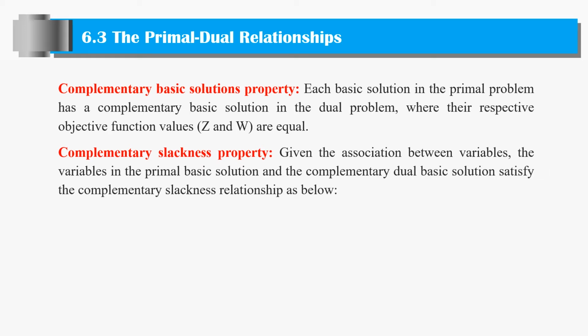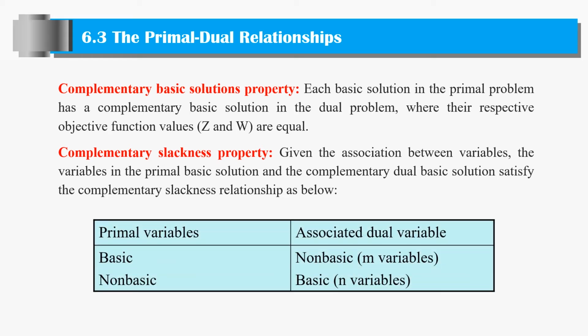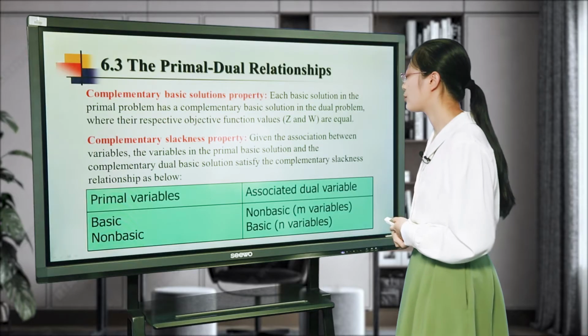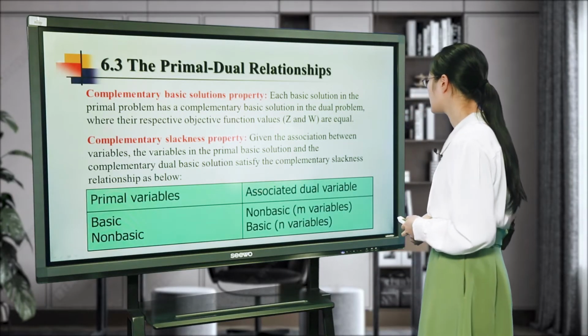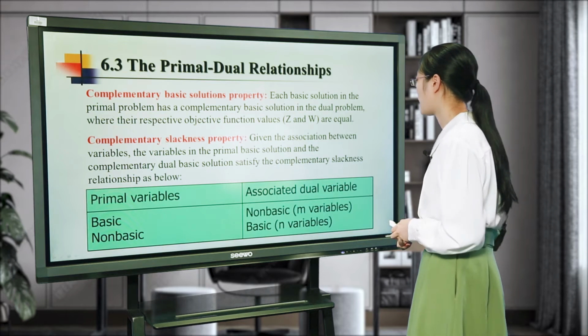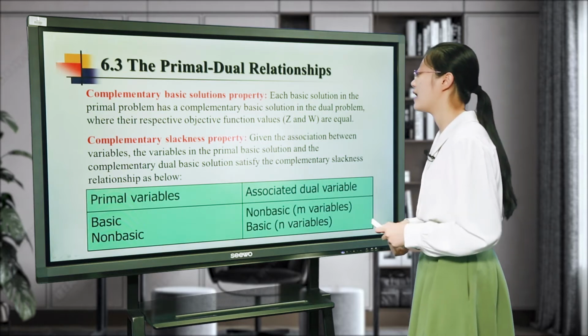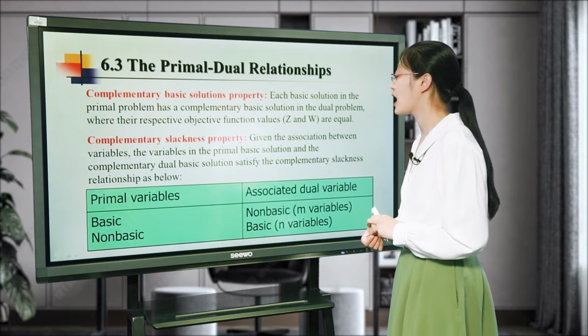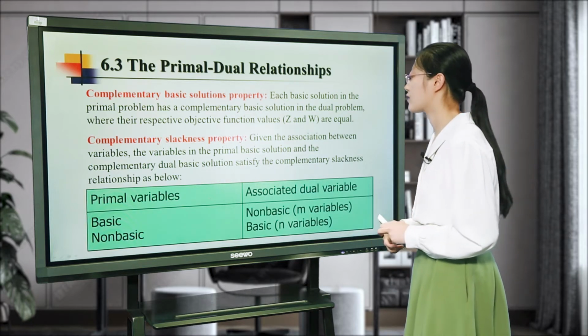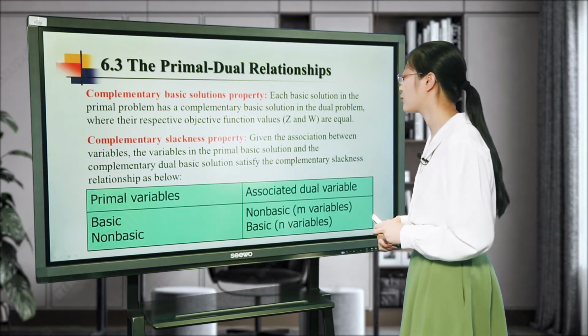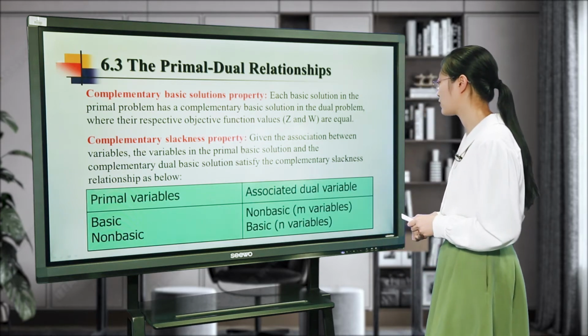Given the association between variables, the variables in the primal basic solution and the complementary dual basic solution satisfy the complementary slackness relationship as below. In the primal problem, the variables are divided into basic and non-basic variables, while in the associated dual problem, the variables are divided into non-basic and basic. And the basic variables in the primal problem correspond to the non-basic variables in the dual problem, whereas the non-basic variables in the primal problem correspond to the basic variables in the dual problem.